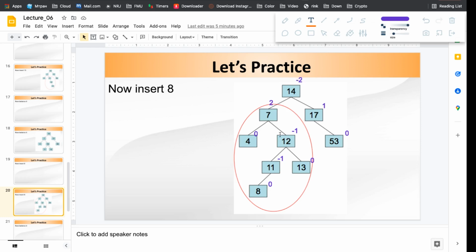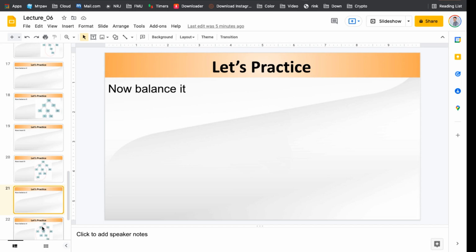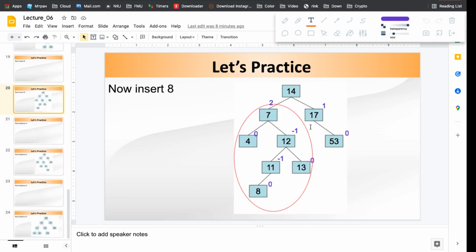So we need to balance the whole thing around 7. And that's going to be what? What sticks out? Right, left. RL rotation. Now we need to balance it. What we're going to do here, we're going to bring 11 up.